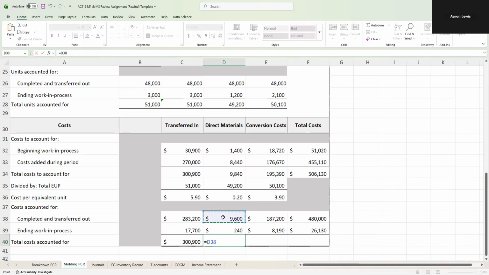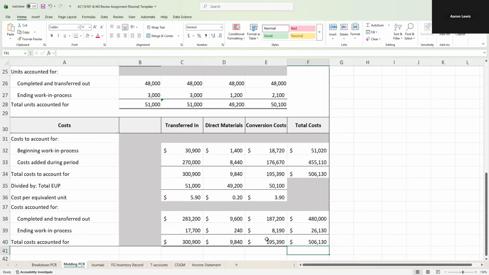Do the same thing for materials and do the same thing for conversion costs, labor and overhead combined. And we've accounted for a total, add these three numbers together on the bottom, of $506,130 worth of production costs.